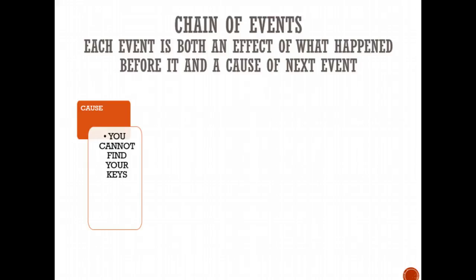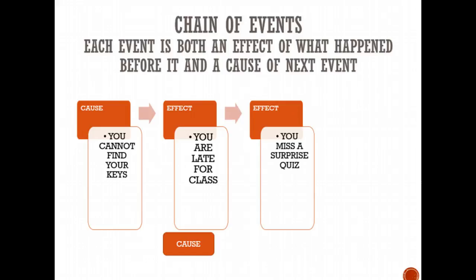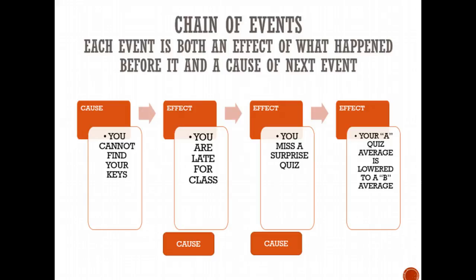Now you can also have a chain of events where each event is both an effect of what happened before it, except for the first one, and a cause of the next event, except for the last one. So let's start with an event, a cause. You cannot find your keys. We've all been there. That could cause the effect that you are late for class, which then in turn can cause the effect that you miss a surprise quiz, which then in turn could cause your A quiz average lowered to a B average. That's quite depressing, but that is a chain of events.